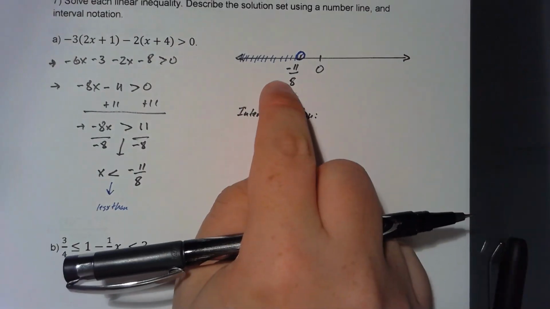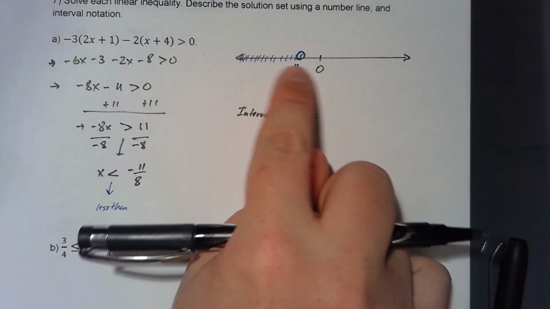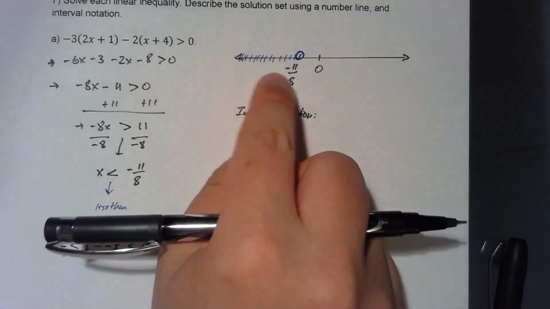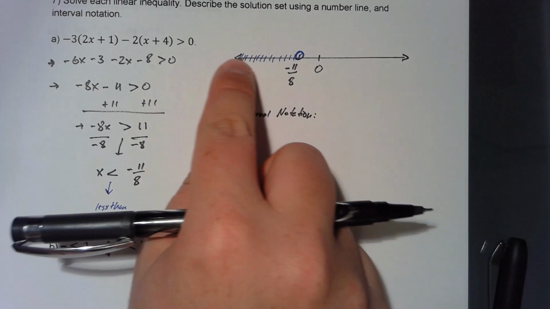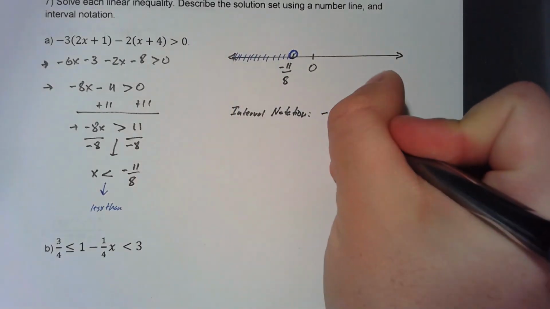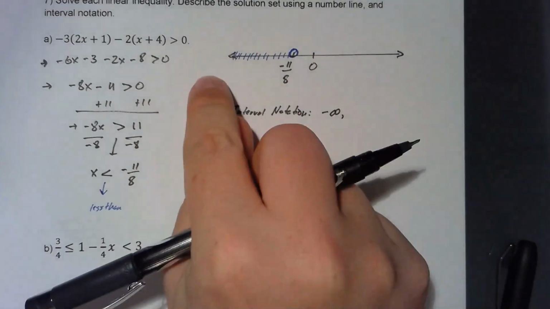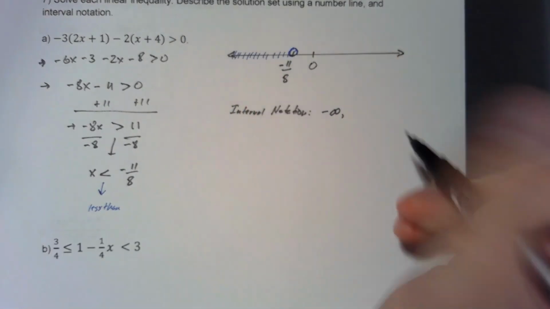So always start with the smallest value on your shaded region, on your interval. The smallest value on here, so I go to the left forever, right? That's going to be -infinity, comma, up to my largest value, which is -11/8.